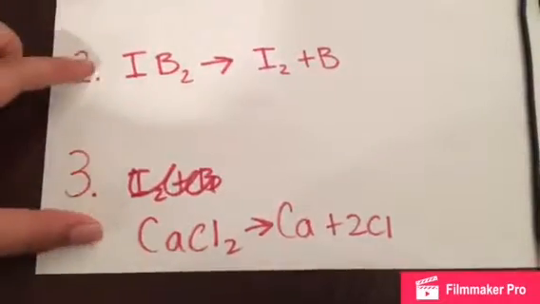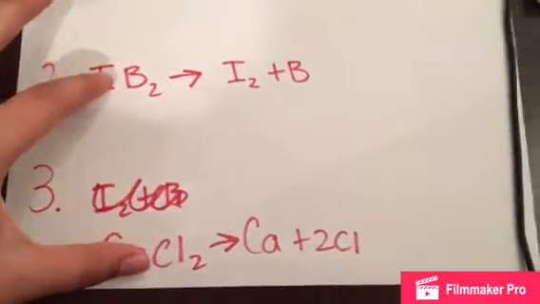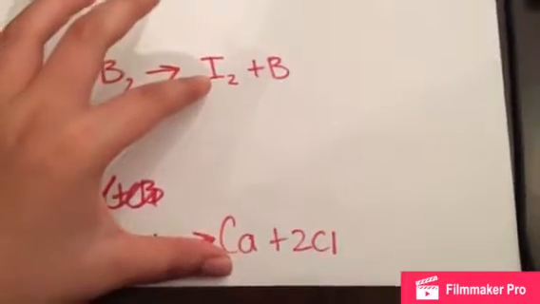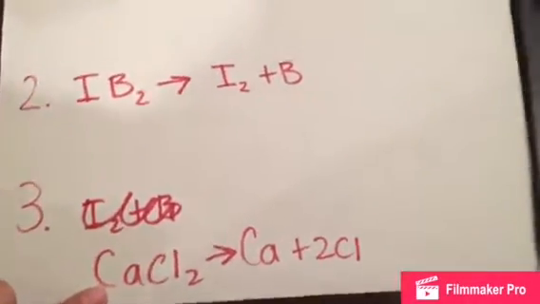Now, the last one, CaCl2, is transformed into Ca plus 2Cl. If you notice, these two have similarities. They both start off with the final product and then are broken down into what we started with. So this as well is decomposition.